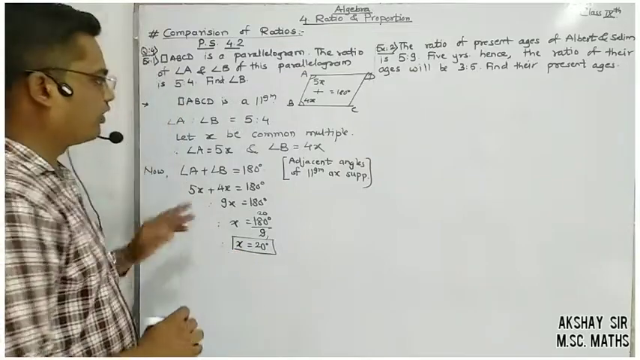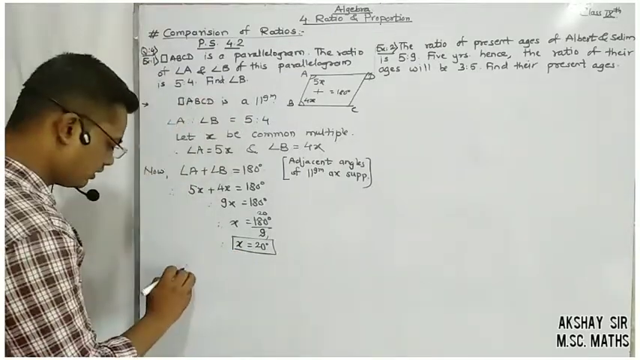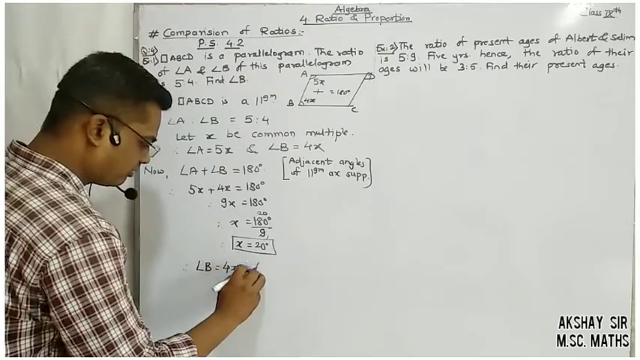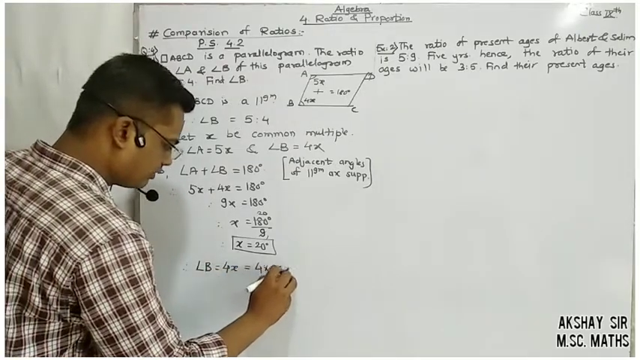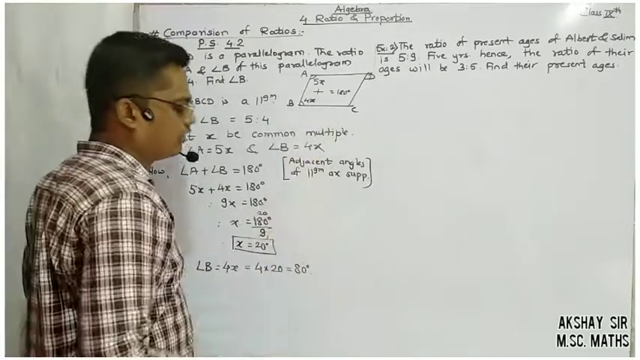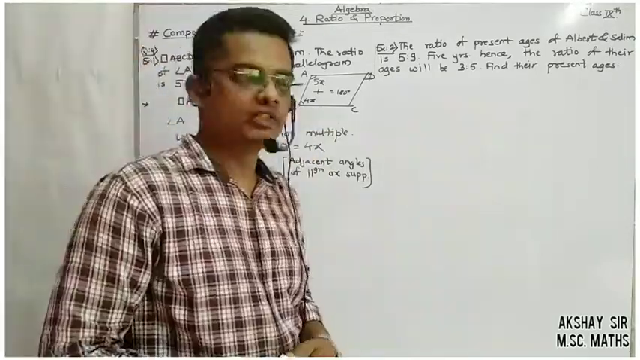Okay. Now we want to find the value of angle B. Therefore angle B is 4x, so it will be 4 into 20, which will give you 80 degrees. So here the measure of angle B will be 80 degrees. Let us go to the second example.